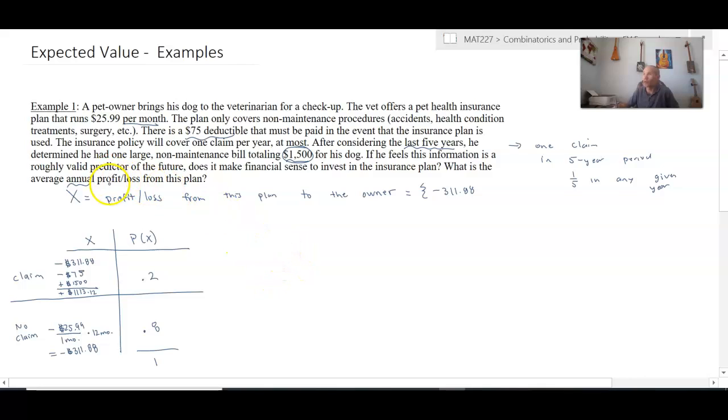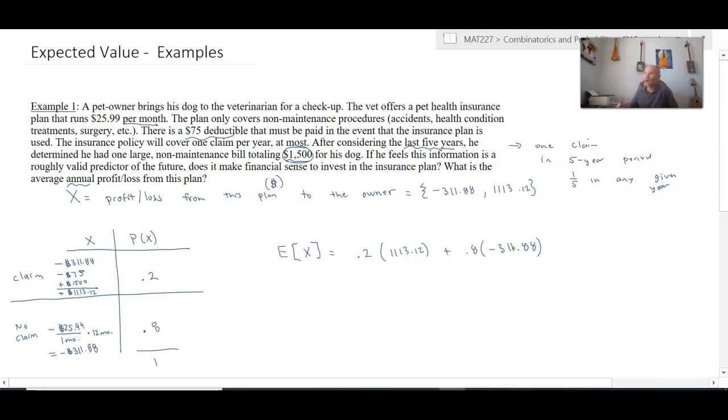Now, again, our expected value is a profit or loss, which is going to be in dollars. And this is over a 1-year period, so this will be dollars per year. Okay, so our expected value, oh, and then our other value here, of course, is $1,113.12. And the expected value of this random variable is the probability of a claim times the value of that claim, plus the probability of no claim times the value of, oh, I've mixed those up. This should be 1113.12 plus the probability of no claim times the numerical outcome of that event.